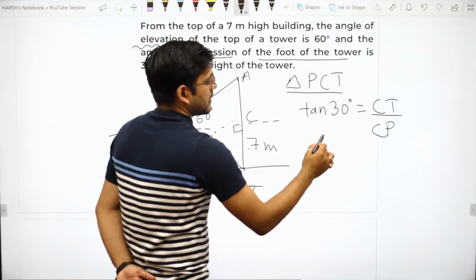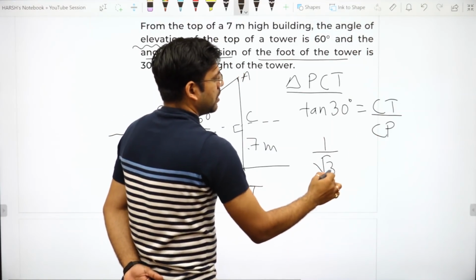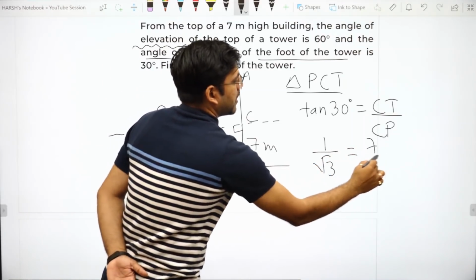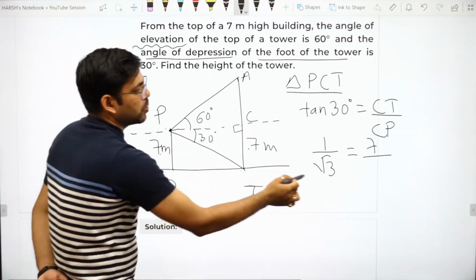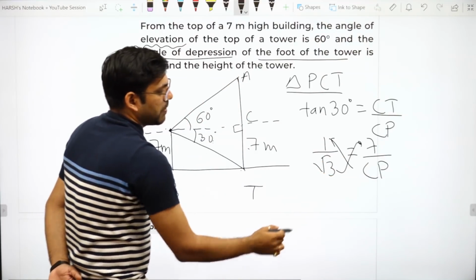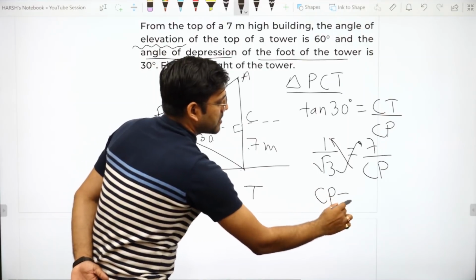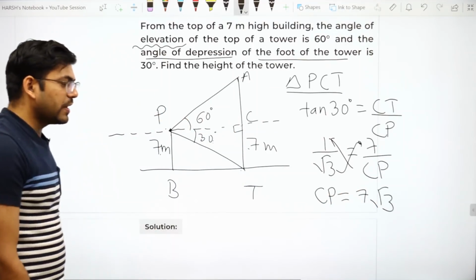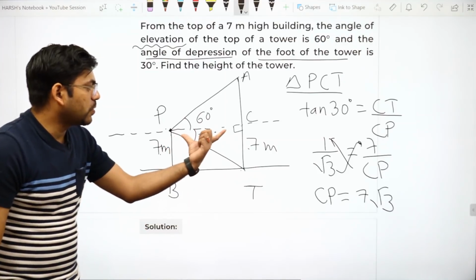Now tan 30 degree is 1 by root 3, which is equal to CT, which is 7, divided by CP. CP we do not know, so we'll just put CP. Doing the cross multiplication, CP will become root 3 this side, it will become 7 root 3. So we have got the value of CP as equal to 7 root 3.